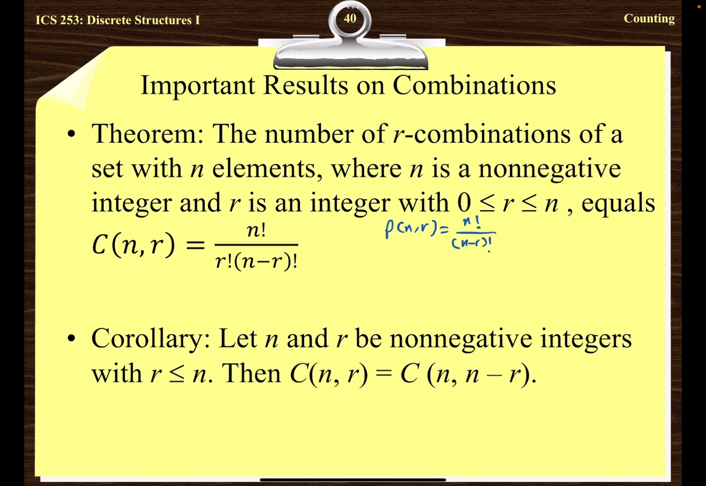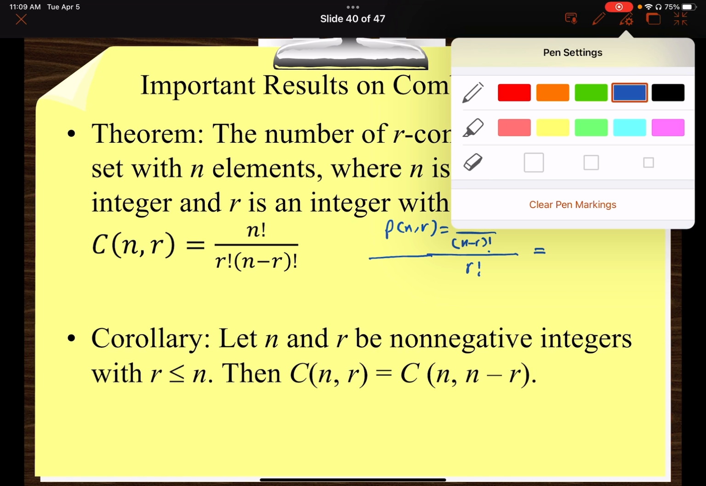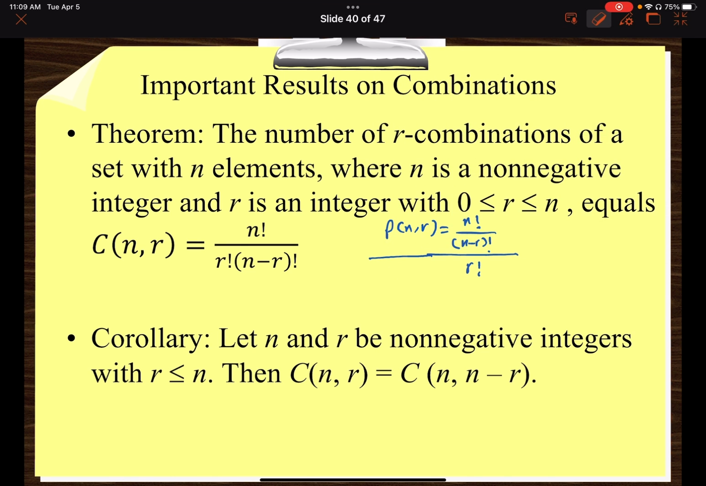So we can employ the division rule in coming up with n factorial over r factorial times (n minus r) factorial. Okay?